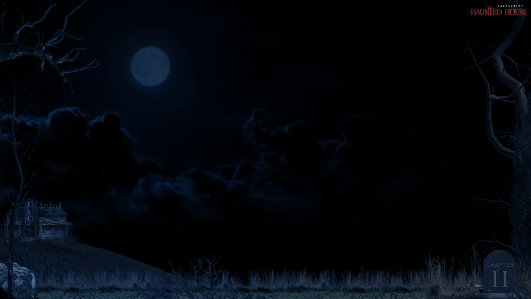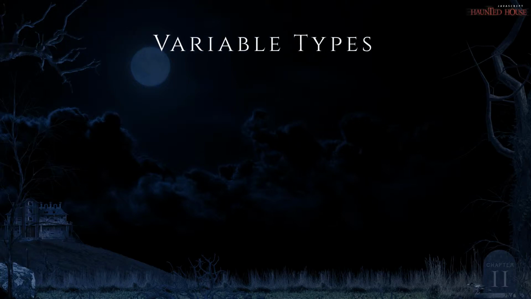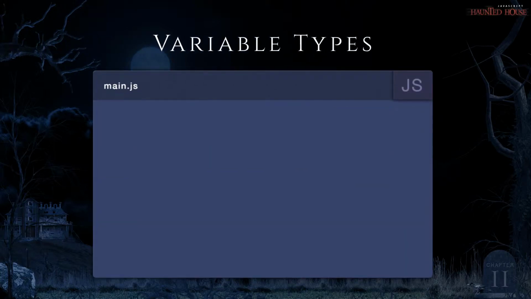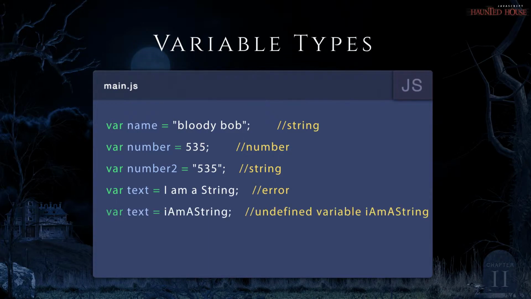JavaScript variables can store numbers, text, and some other types we'll cover later. For now, remember that the text values are called strings. Strings are written inside quotation marks, and numbers are written without quotation marks. If you put quotes in a number, it will be treated as a string. If you don't put quotes in a string, it will be treated as a variable.